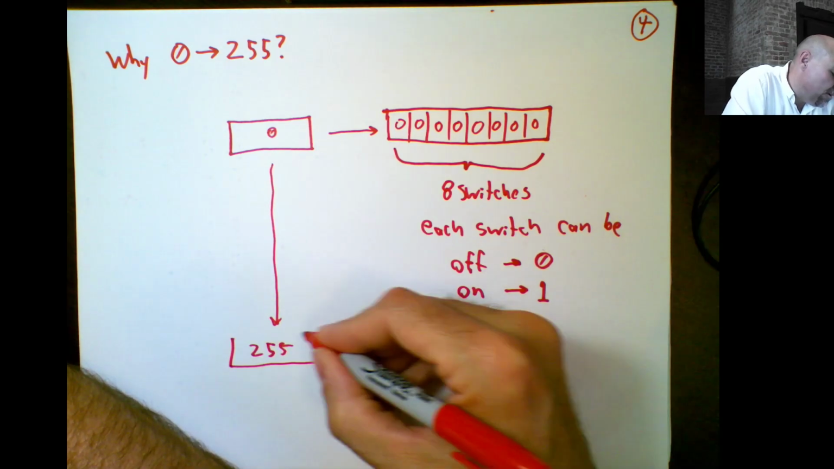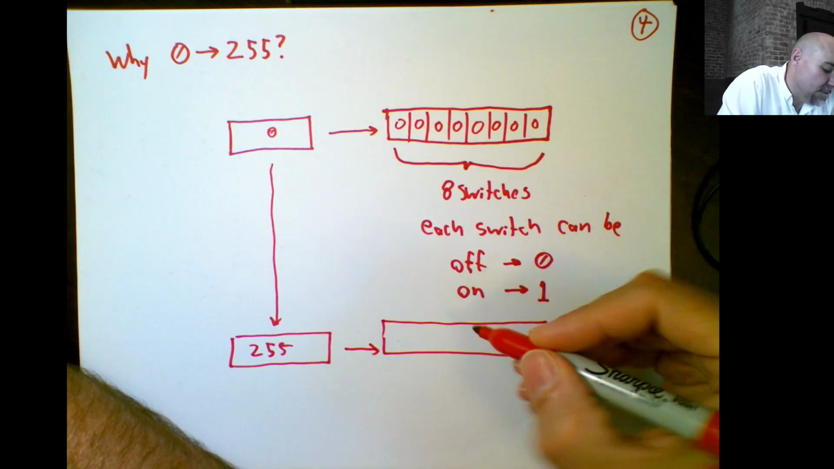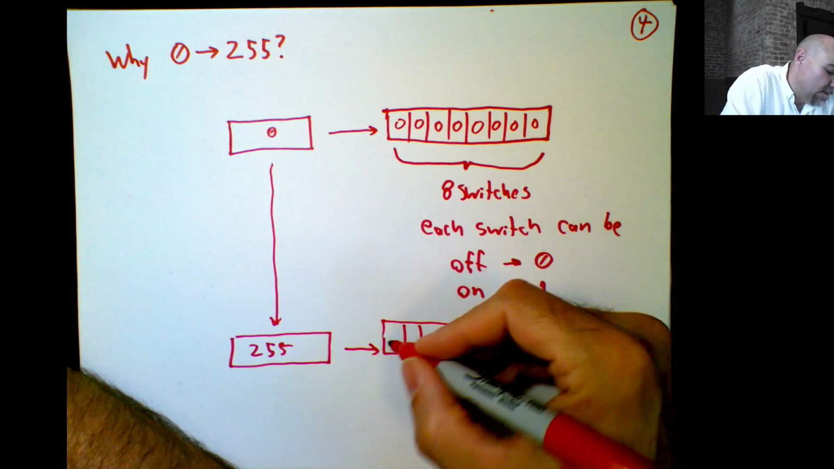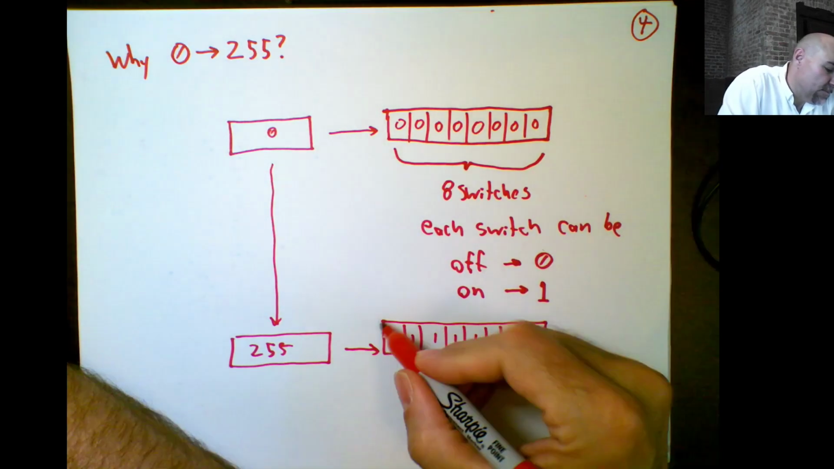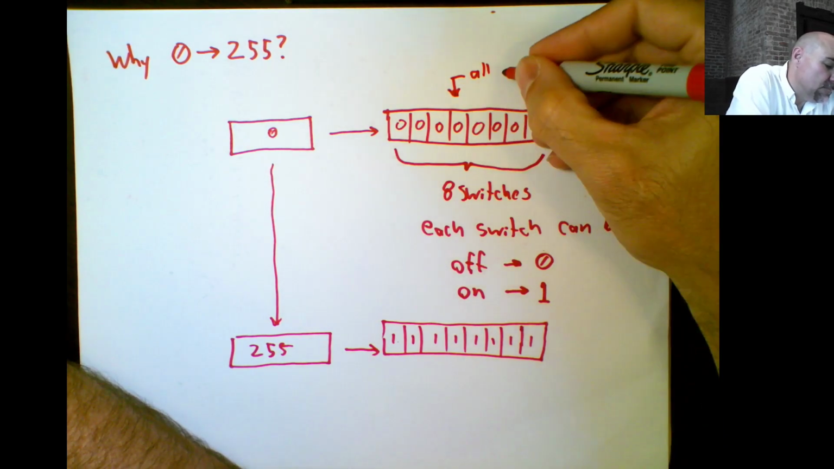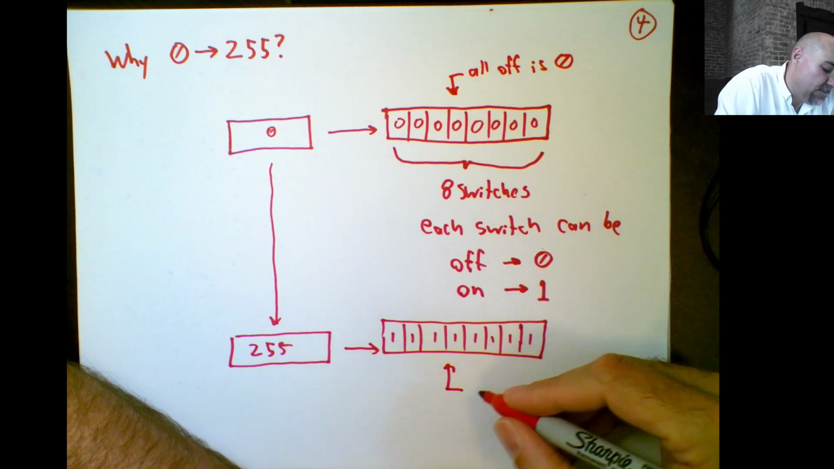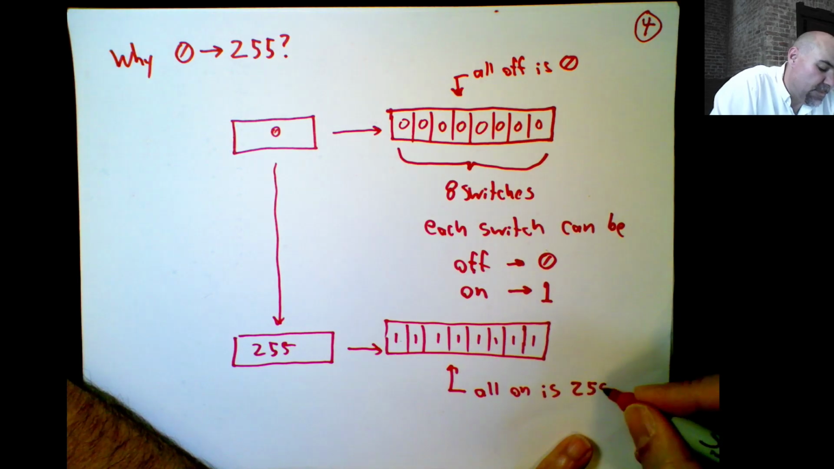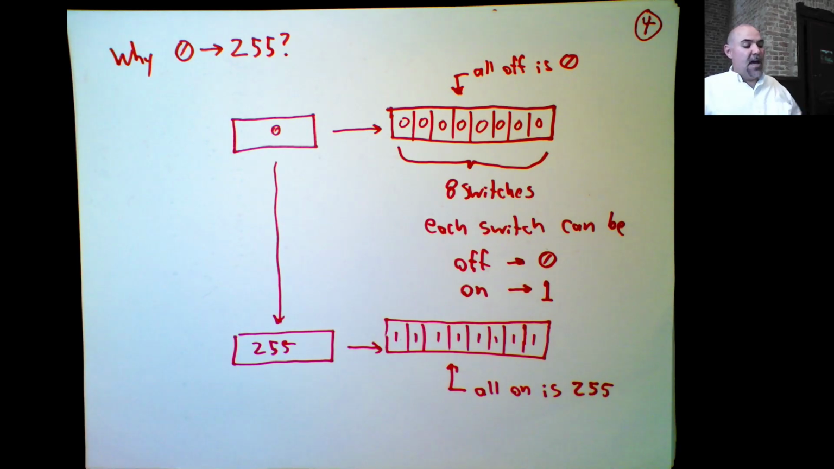So here's a memory cell holding the number 255, but really what that is is this bank of 8 switches. So there's my 8 switches, and each one has a 1 in it. So all of them on is 255, and all of them off is 0. Okay, so that's essentially how that's storing numbers.